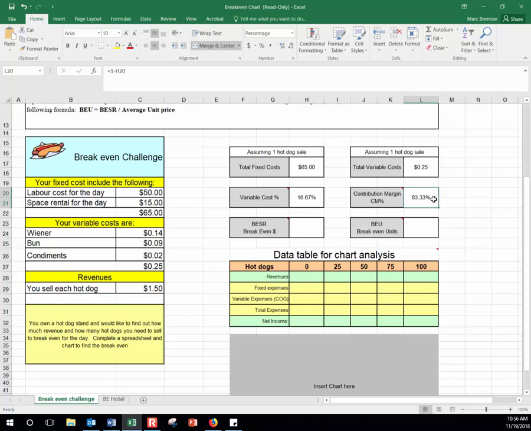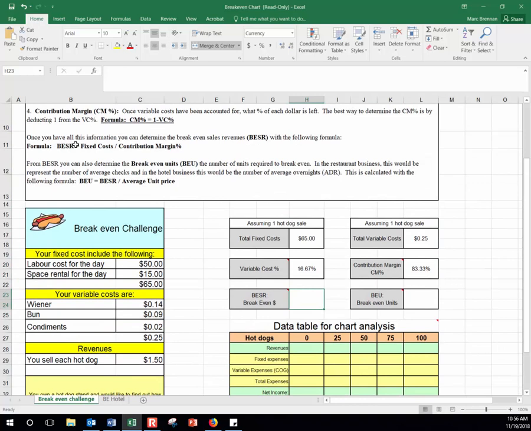Okay? So now that we have our contribution margin percentage, now we can find out our break-even sales revenue, because it's fixed costs divided by our contribution margin percentage. Okay? So we need to have $78 in sales so that we can break even. So we're not losing money, but we're not making it either.